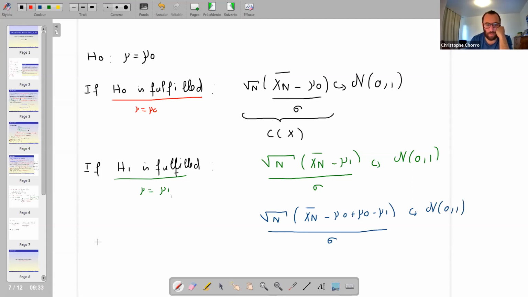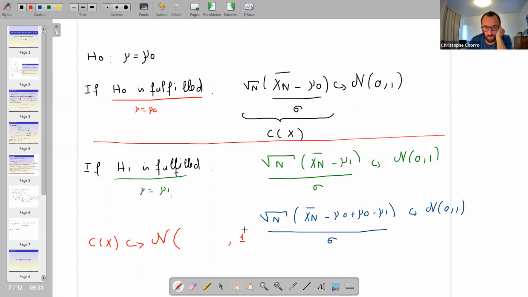And in other words, in this situation, you see that you make C of X appear, square root of n X̄n minus mu0 over sigma, and then you have a number here. So C of X follows in this situation a Gaussian with a variance equal to 1, no problem, but I just add a number, so I will obtain a mean inside that is equal to the following one.